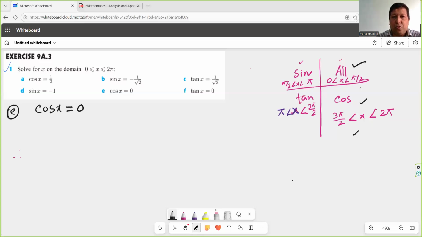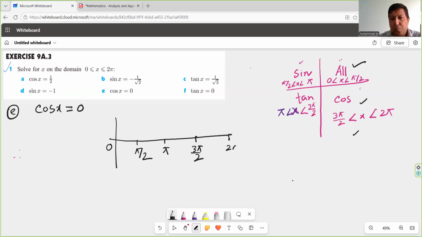Cos x equals 0. We again try to sketch the cos x graph. It is 0. That one is pi by 2. This is pi. That one is 3 pi by 2. That one is 2 pi. The maximum value is 1 here. Minimum value is minus 1 here.